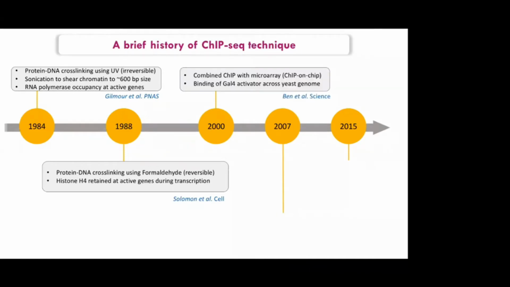But the real game changer in ChIP sequencing was combining ChIP with microarray, which is called ChIP-on-chip. The first paper came up in 2000, and this was a big deal. In just one single experiment, this paper profiled Gal4 activator across the entire yeast genome. As seductive as it sounds, microarray has its own limitations. For example, you can only get information that's already there on the array, so there's no de novo information. You can't do multiplexing.